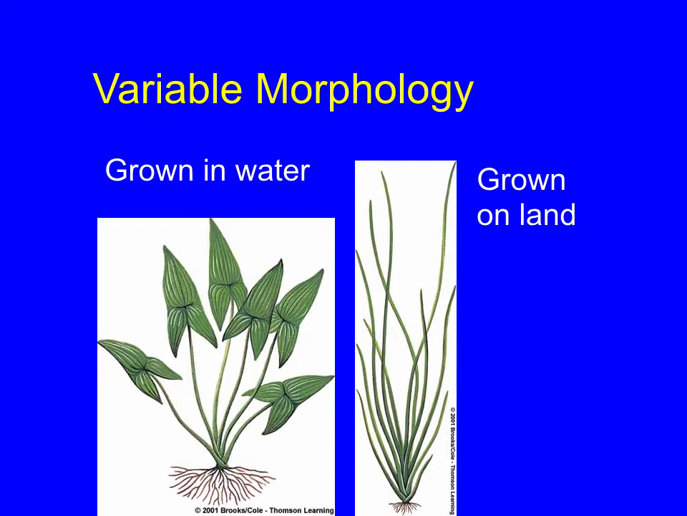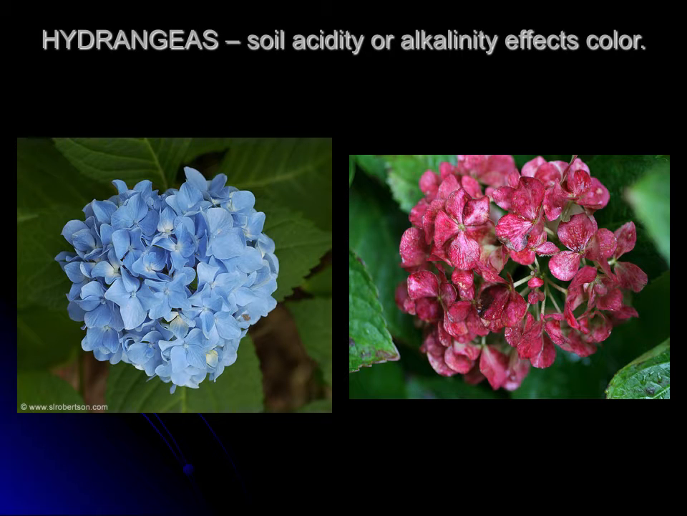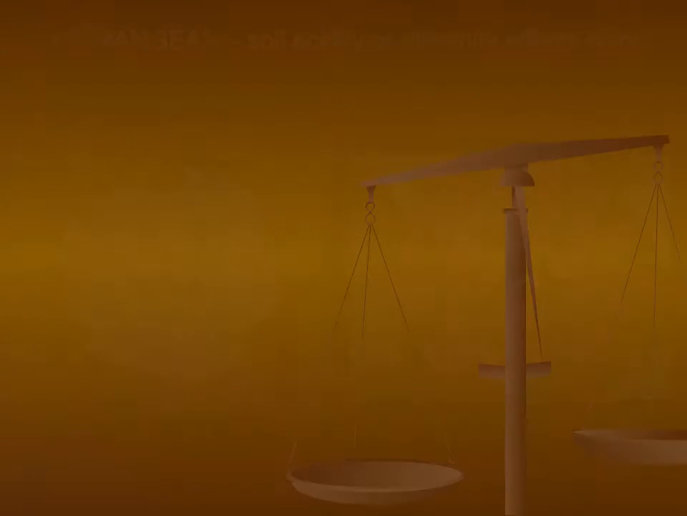So you can't necessarily do that, but you can also see in this slide right here that you have species where they're grown in a different place. So these plant species, if they're grown in water versus grown on land, they're the same species. Same with hydrangeas right here. The soil acidity or alkalinity affects the colors. Same species, but morphologically different from one another. All right? And so that is going to be an important thing to think about when we define a species.